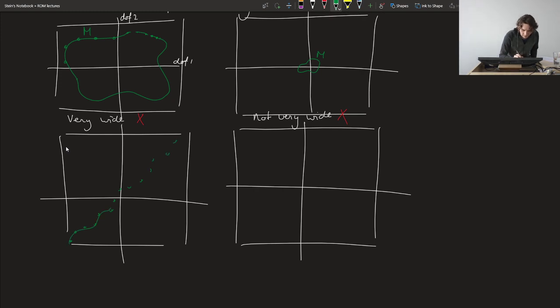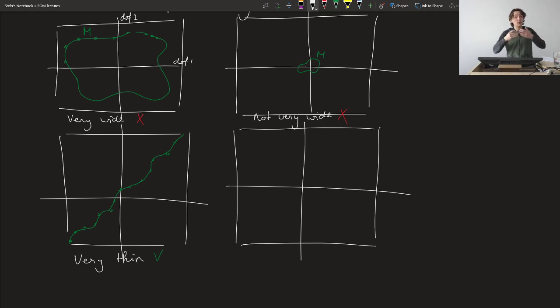Might look something like that. This is something that we're happy with. This is a very thin manifold. So this is something that we're happy with. So this already begins to give a physical or an intuitive interpretation of what I mean by wide and thin.